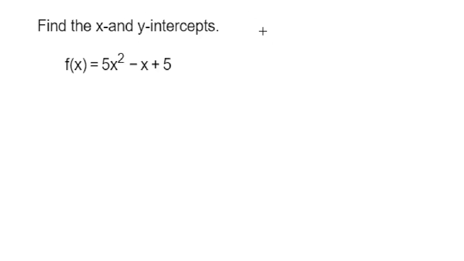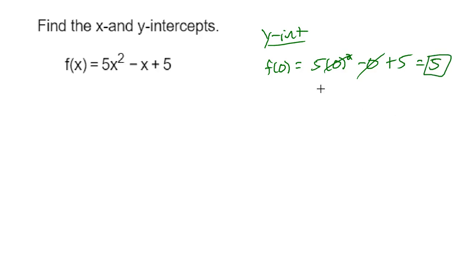All right, so for the y-intercept, we're going to plug in 0 for x. So I have 5 times 0 squared minus 0 plus 5. Again, all that goes away when you plug in 0, and so you just get 5 as your y-intercept. So it'll be 0 comma 5.